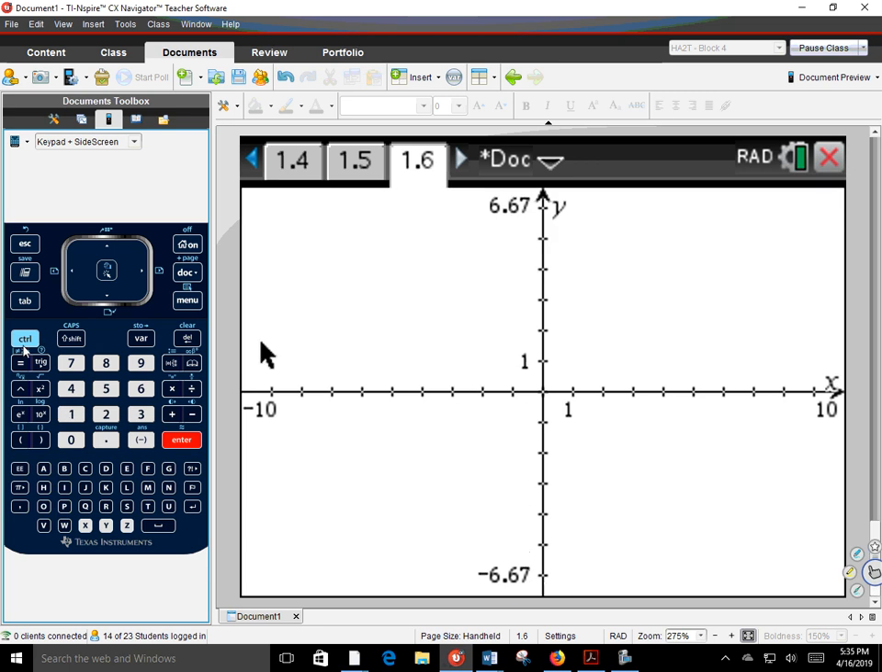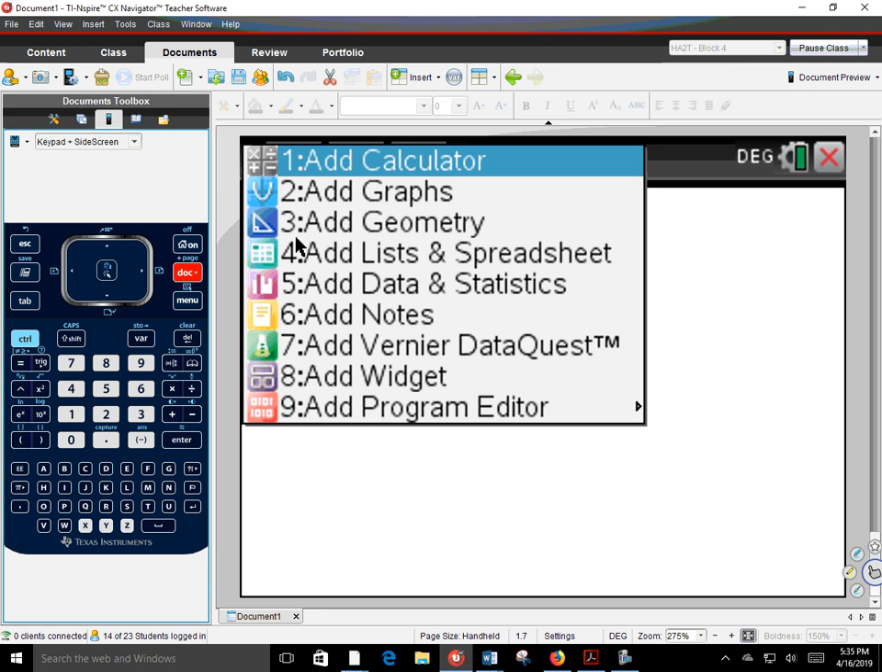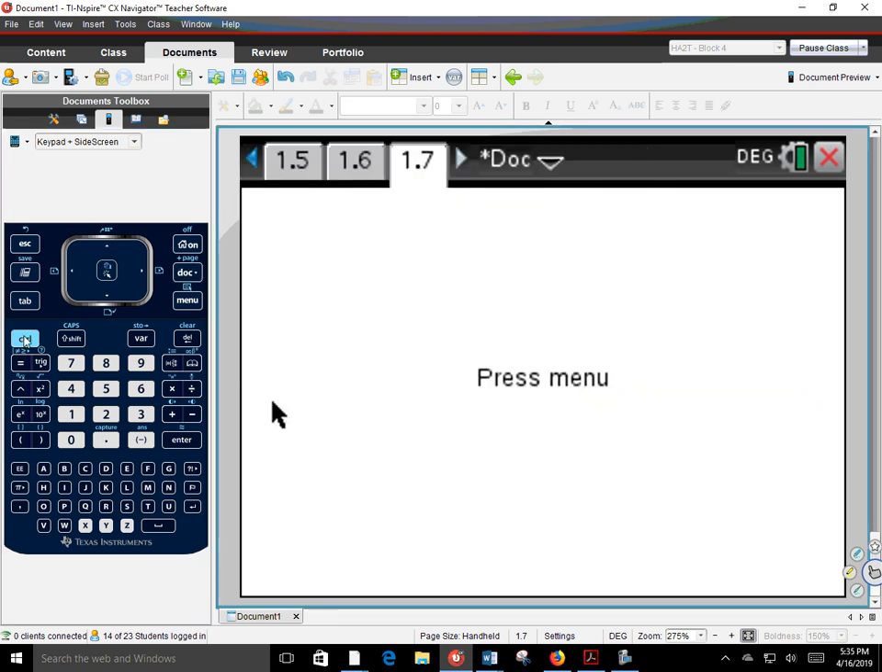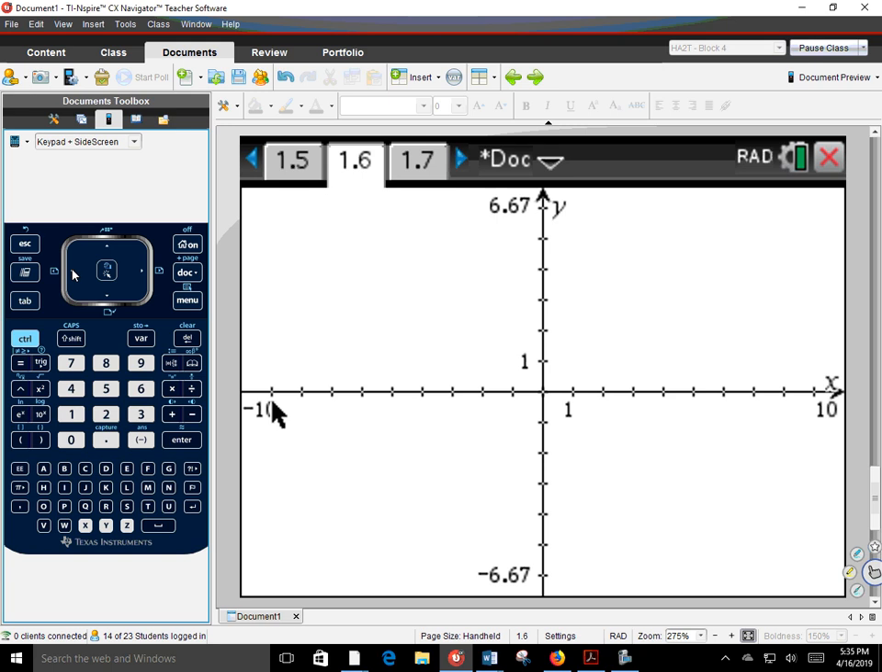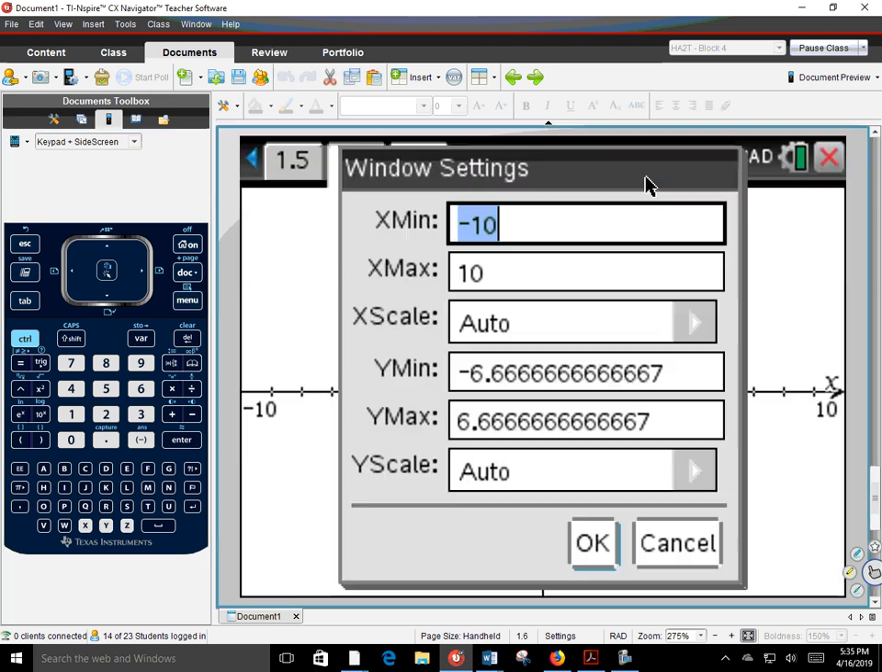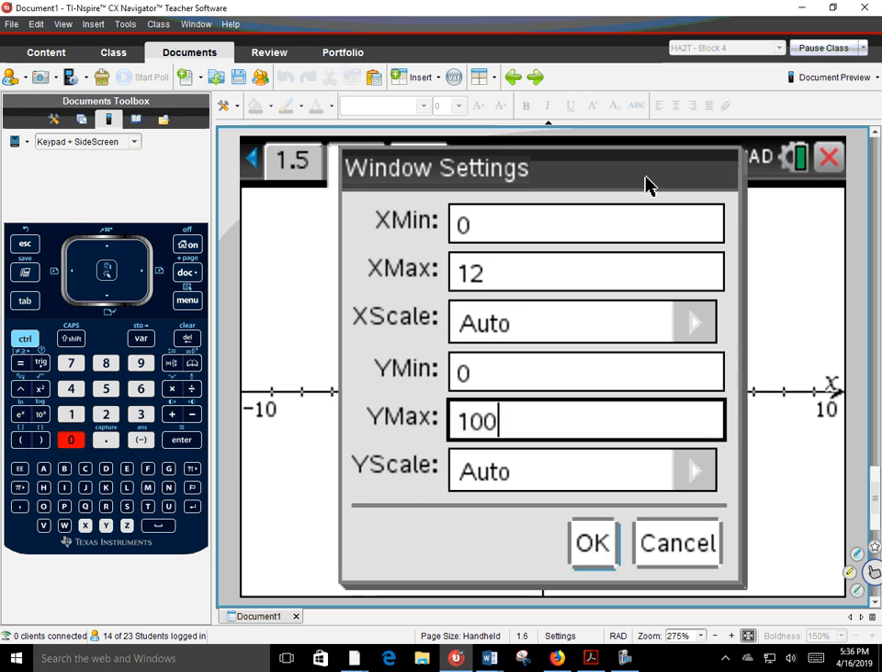Well, let's play around with the window. Oh, that's not what I wanted to do. Back up. Okay, here I am, and I'm going to do menu, window zoom, window settings. Now, they told us that this is only good for 0 to 12 months. And I know the minimum score on this exam has got to be like 0. You can't get a negative number on an exam. But the maximum would be, I guess, 100%.